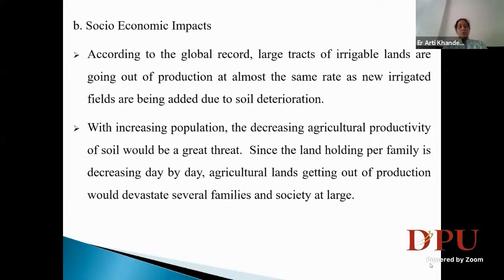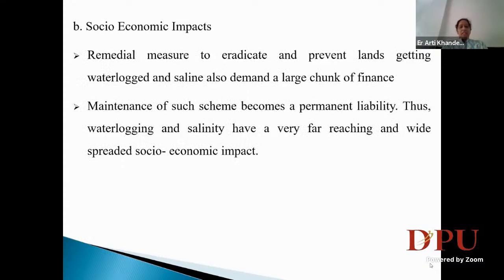We are facing another issue day by day because of the separation of families. The per-family land holding is reducing because of family separation and all. Another point is that the remedial measures to prevent irrigated lands from getting waterlogged and saline also take a large chunk of finance. Many farmers, basically in Maharashtra, depend only on farming and crop production to survive and maintain the family and meet all their expenses.